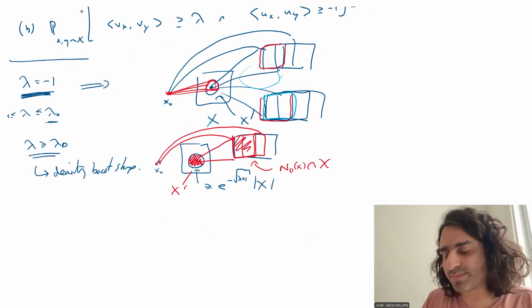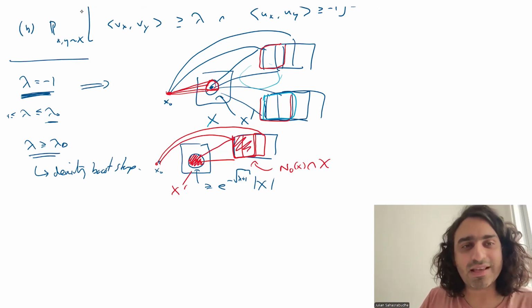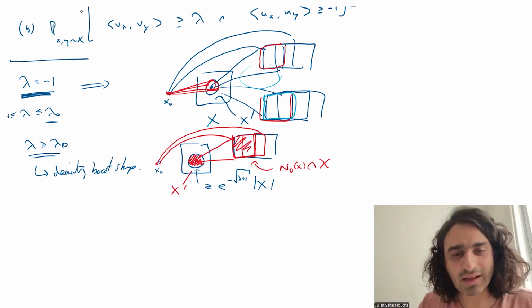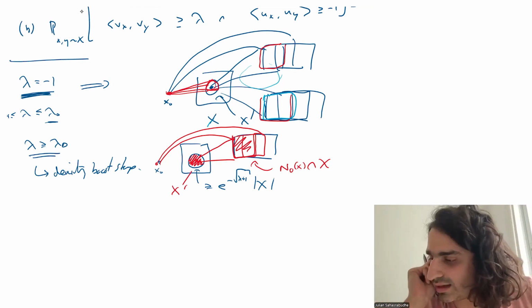And the trade-off here is basically that this e to the minus root lambda is like an acceptable loss. So basically what you need to do is beat exponential here. So we get an e to the minus root. So this is more than enough.